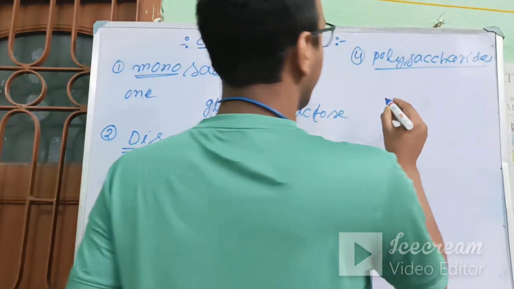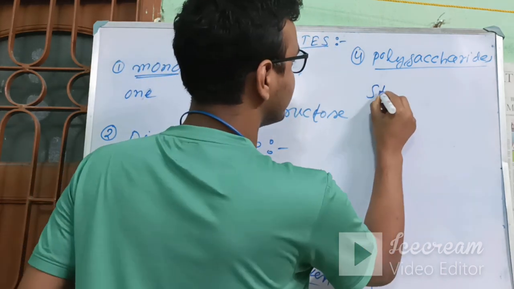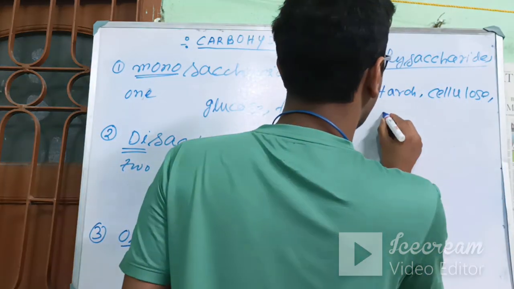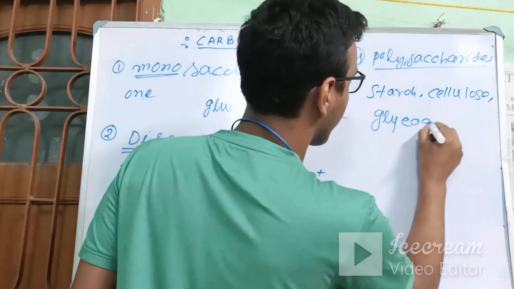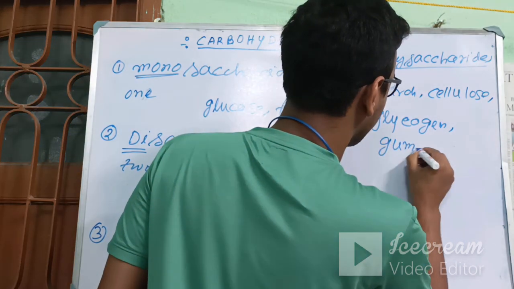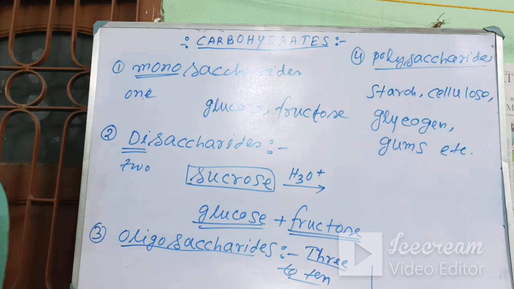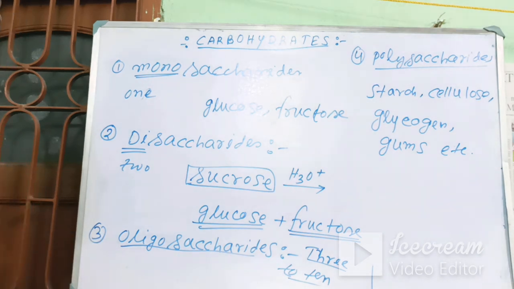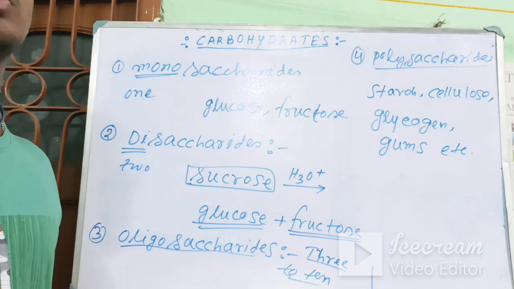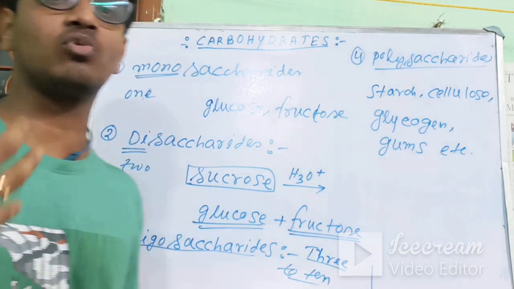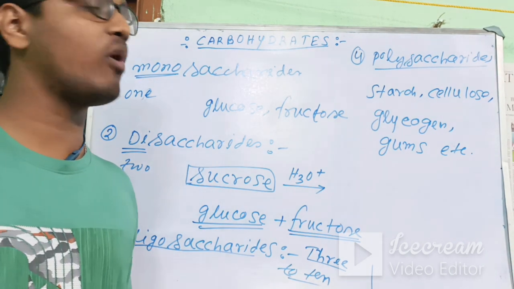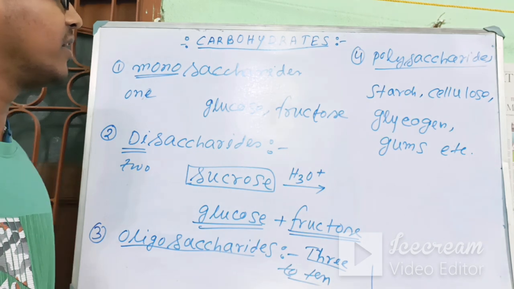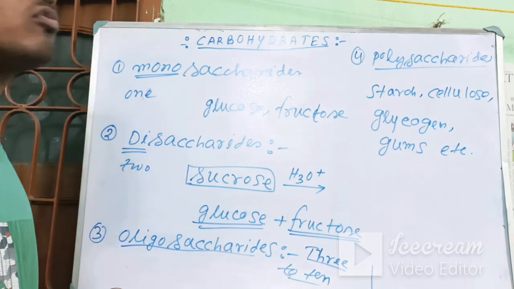Examples of the polysaccharides are starch, cellulose, glycogen, gums, etc. We all know that starch is produced in the plant and stored in the plant, and whenever the plant requires, it can produce glucose from the starch. Similarly, our body stores glucose in the form of glycogen, and whenever we require it, the enzyme hydrolyzes this glycogen, we get glucose from that glycogen, and it can be stored in our liver.